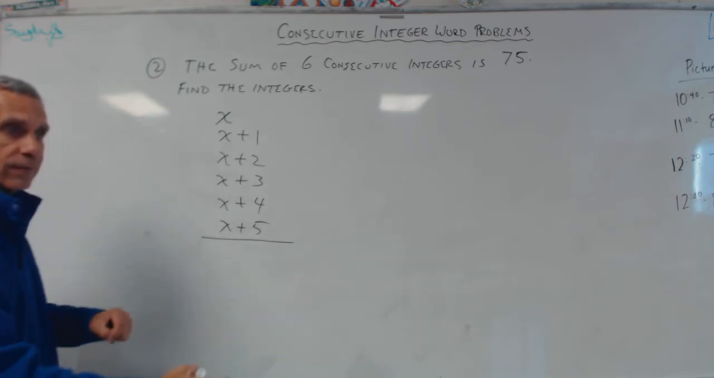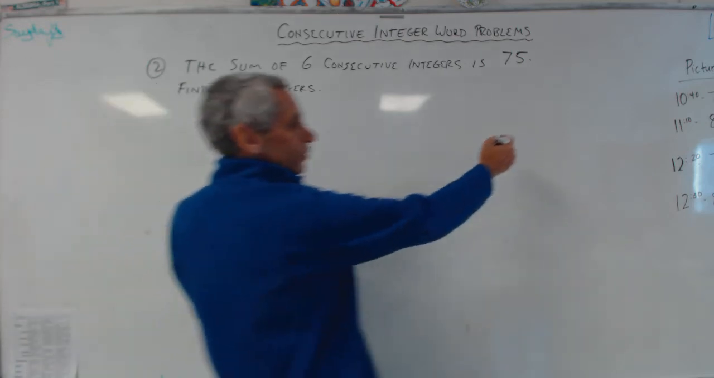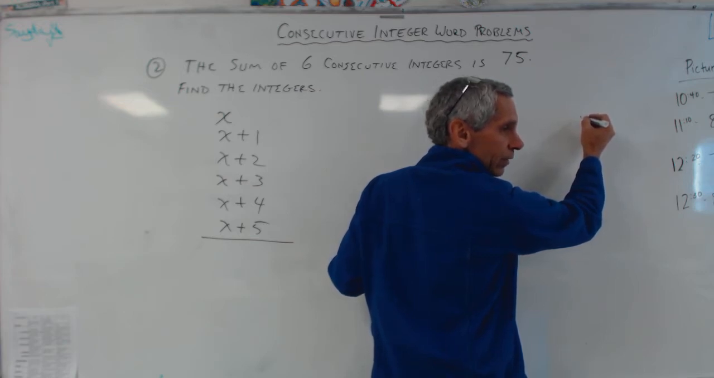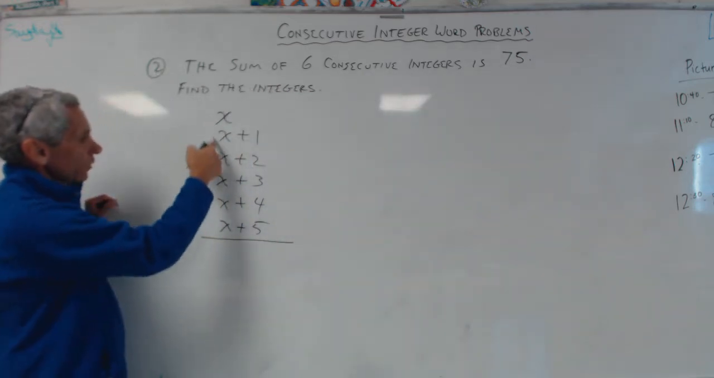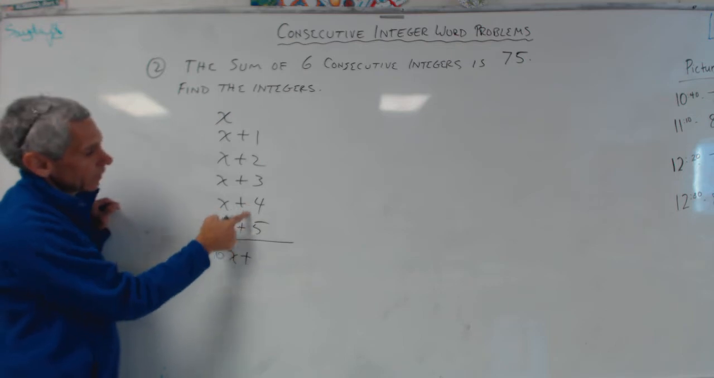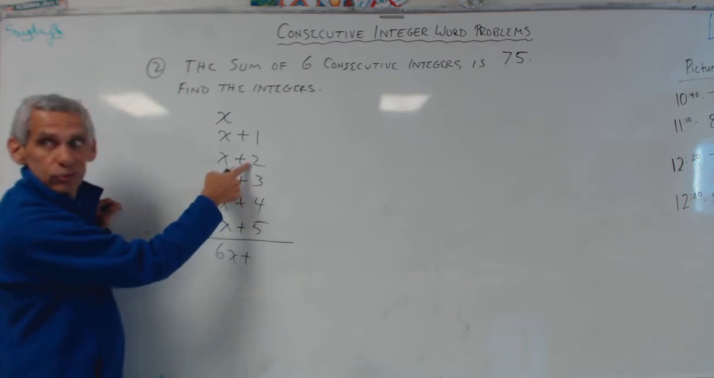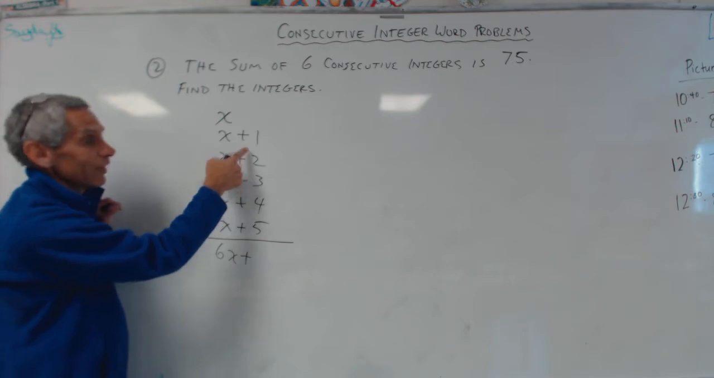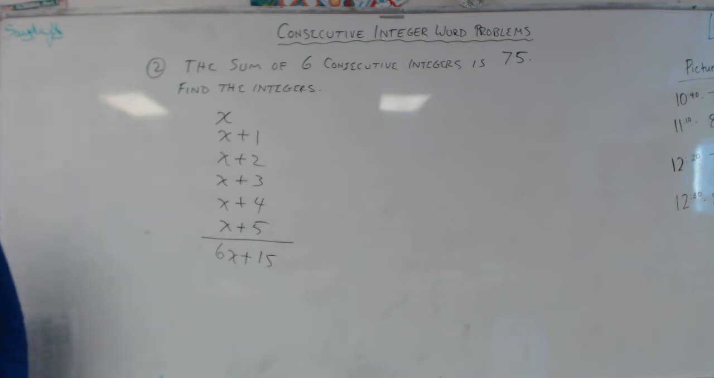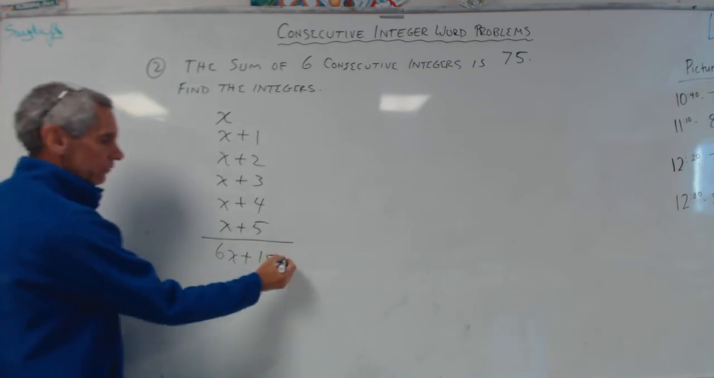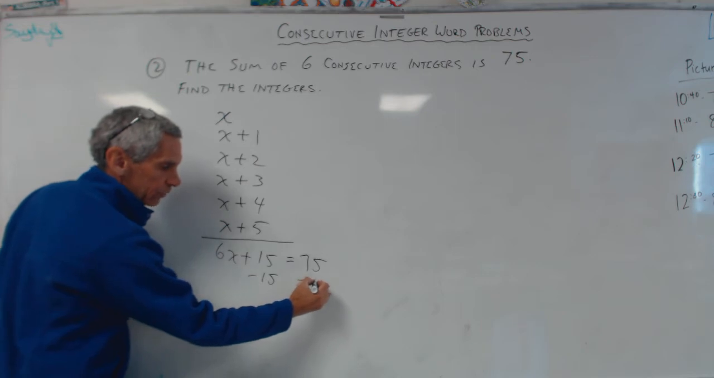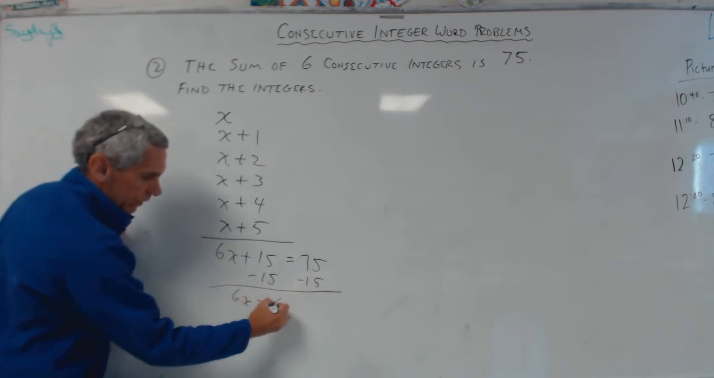So what do I have? Zoe? So let's try it. 1, 2, 3, 4, 5, 6 x's, plus 5 plus 4 is 9, 9 plus 3 is 12, 12 plus 2 is 14, 14 plus 1 is 15. You're right, good job. And then what do I do with that? So that equals 75. All right, so now I'm going to just subtract 15 from both sides, right? 6x is equal to 60.